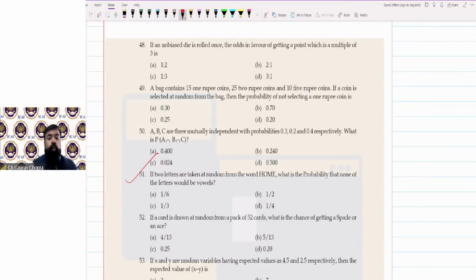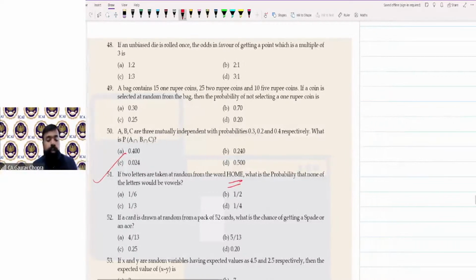51. If two letters are taken at random from the word home, what is the probability that none of the letters would be vowels? So in the word home, what are vowels? O and E are vowels, and H and M are not vowels. So we have to select two letters and these should not be vowels. So H and M are the two consonants. So we have to select from consonants only.